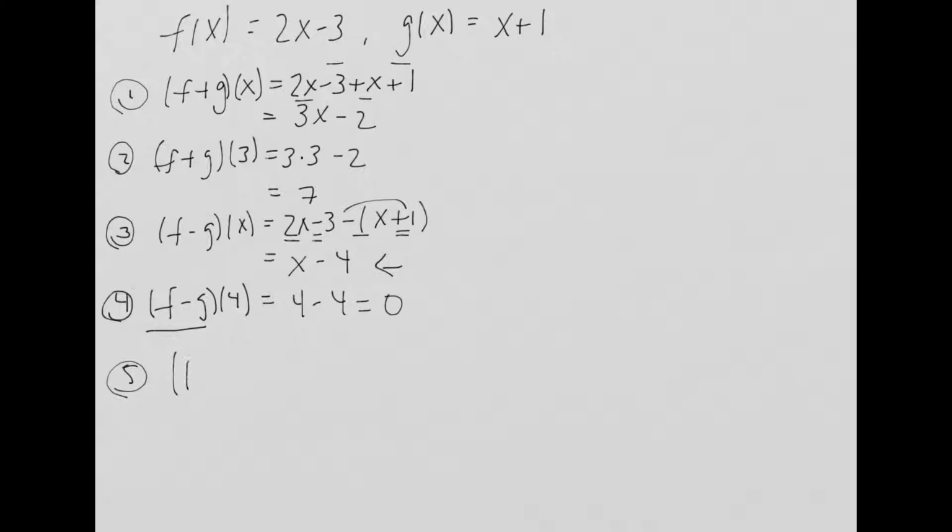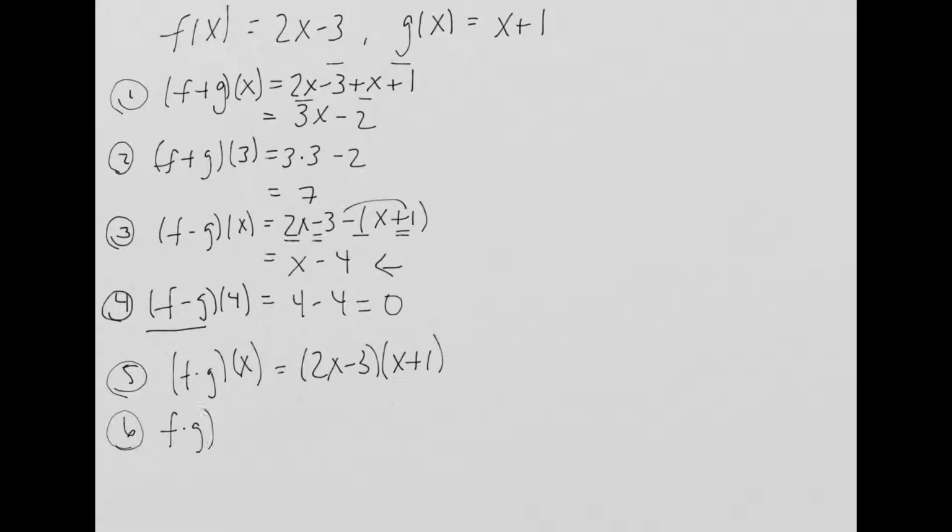What about f times g of x? So that's going to be 2x minus 3 times x plus 1. And we could multiply this out if we wanted to, but let's just leave it for now.